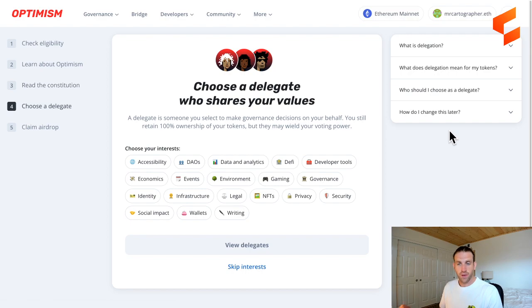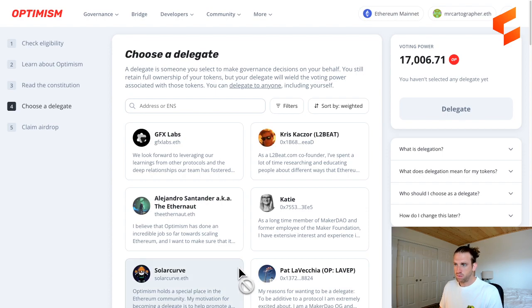I'll click continue. The 4th option in the claim process is the delegation of your tokens for voting purposes. Now, you don't have to delegate your tokens to somebody else. That's just if you want to give up your voting rights, or pretty much the process of voting, because you don't have time. I'm going to skip putting in my interests, and I'm actually just going to delegate to myself because I want to retain voting power, and I want people to know that my wallet has voted and is an active participant in decentralized governance.